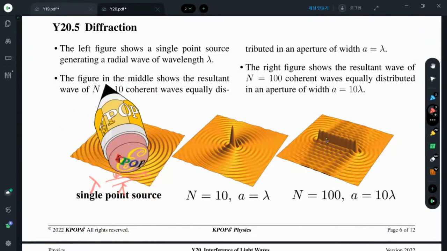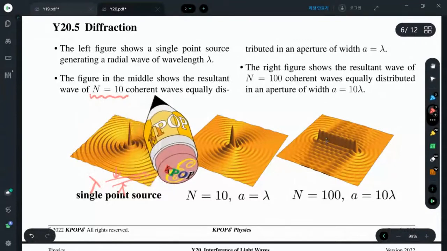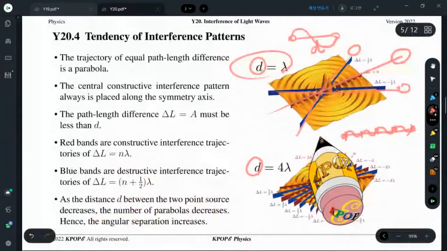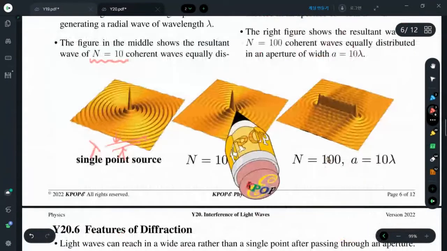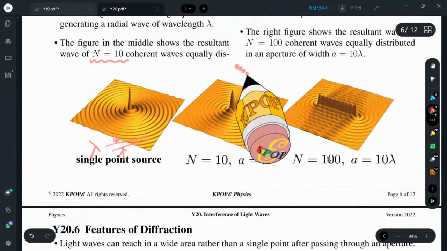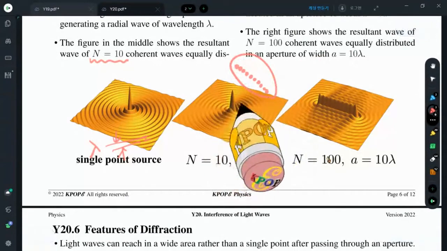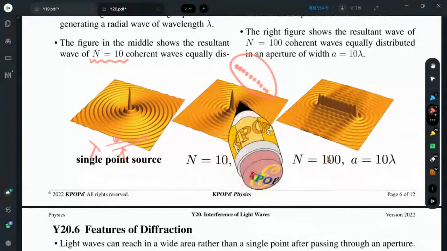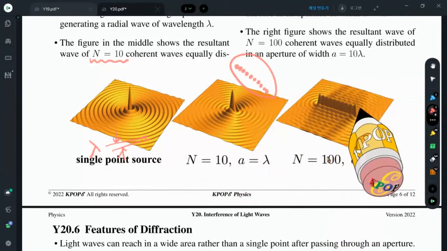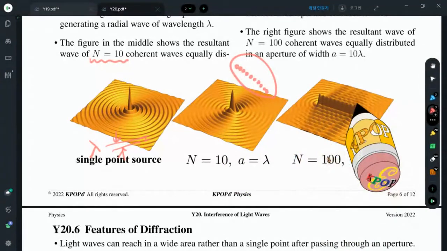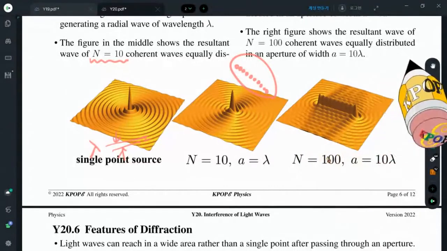The figure in the middle shows the resultant wave of n equals 10 coherent waves. Here we considered only 2 coherent waves. Here we have 10 coherent waves concentrated over a very short distance. If you list 100, you will find this kind of shape. Okay, the shape shows the Huygens principle.